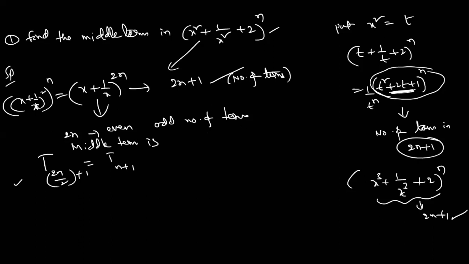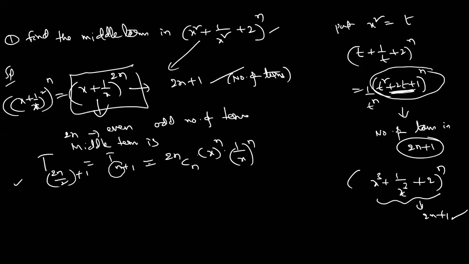Pavan, x cube is equal to t, x cube is equal to t, reducing into the simplest form every time. Now, the middle term, why? Because there is only one middle term, that is 2n by 2 plus 1. So simplify. Dear students, what is r here? r is n. 2nCn into x power n into 1 by x power n. I'm talking about this one. So that is the answer. This one is very, very important. Triple star, five star, you can take it anything.